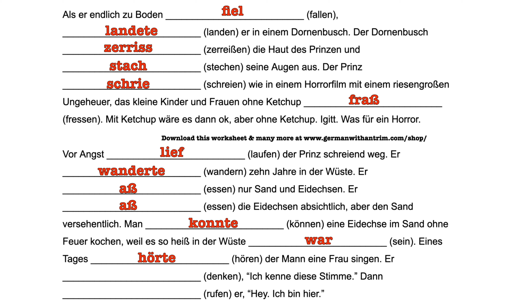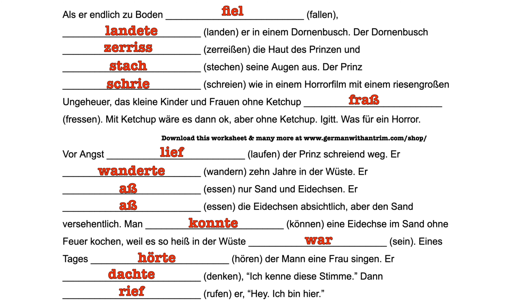Eines Tages hörte der Mann eine Frau singen. One day, the man heard a woman singing. In the form of denken that we used earlier, dachte. Dachte, he thought. Ich kenne diese Stimme. I know this voice. And then we have rufen. Rufen changes to rief, which we used earlier when he was calling for her to let down her hair. Rief. Dann rief hey, ich bin hier.